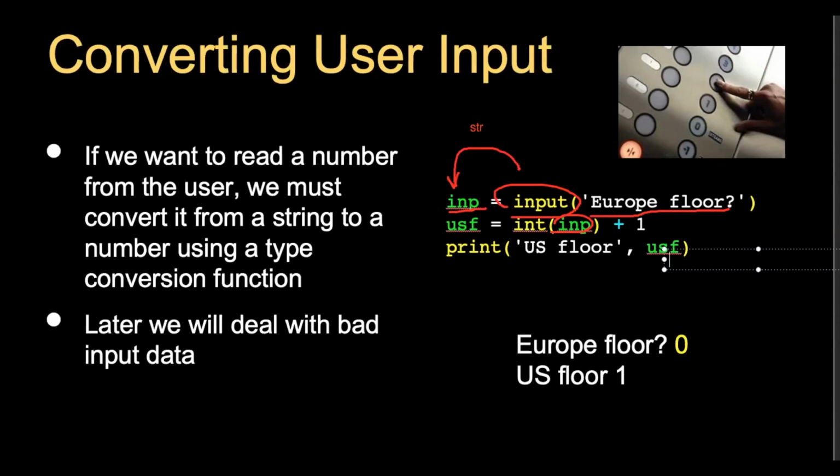Now this one assumes that the user is good, right? The user doesn't enter bad data. We'll talk about bad data later on when we get closer. I believe there's a chapter on errors and exceptions that we can talk about.